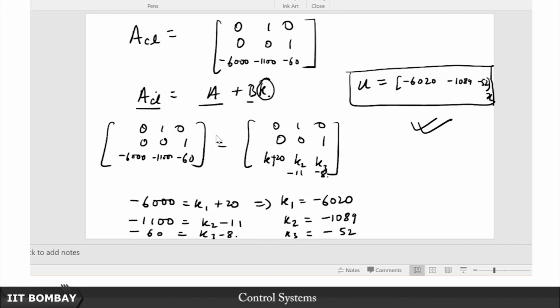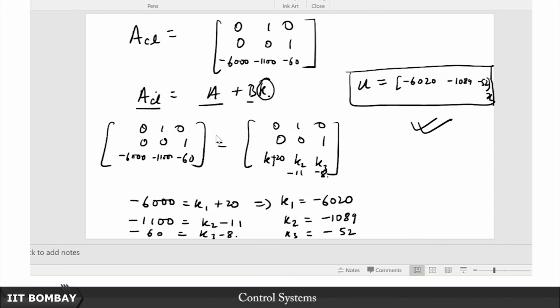But while designing the observer, what we shall do is we shall do no such thing again. So that is a method that is always there, you can always take a system, take it to its controller canonical form, design the controller gains and then get it back in terms of the original system.